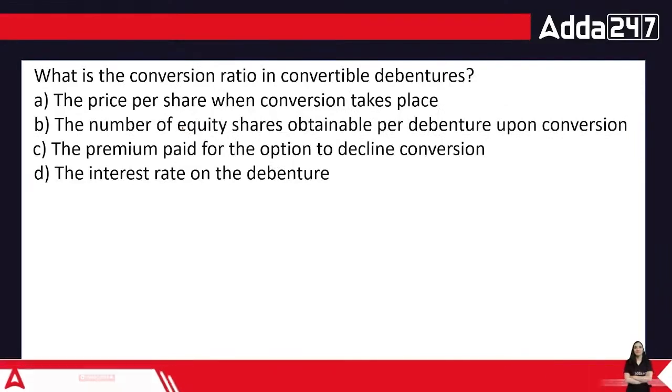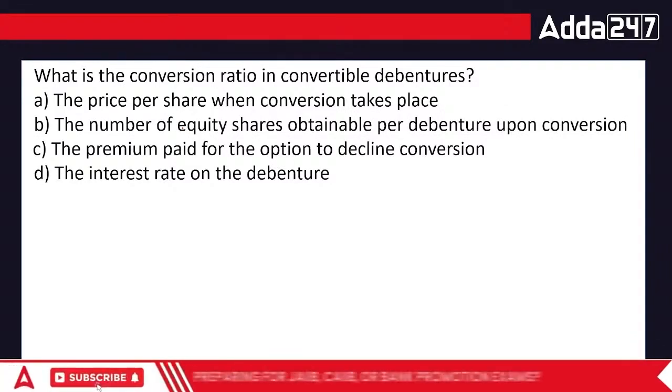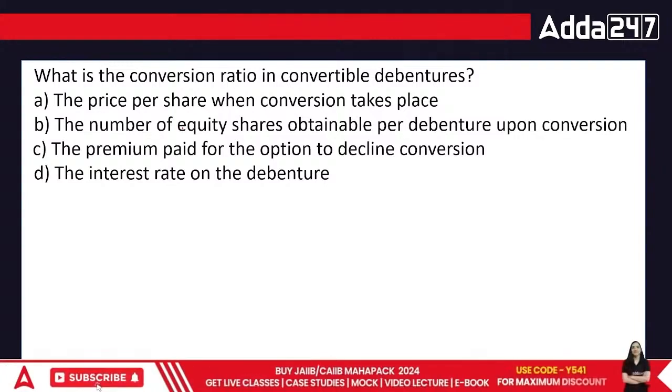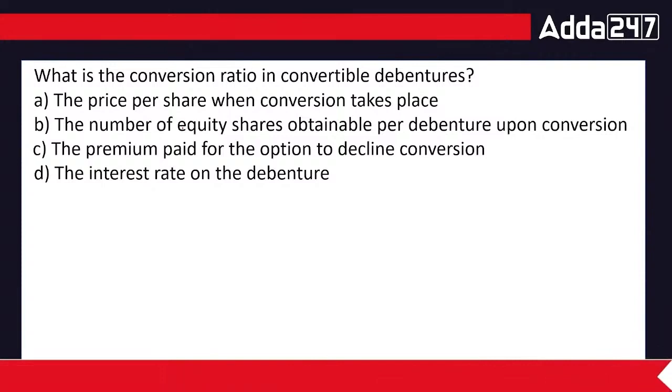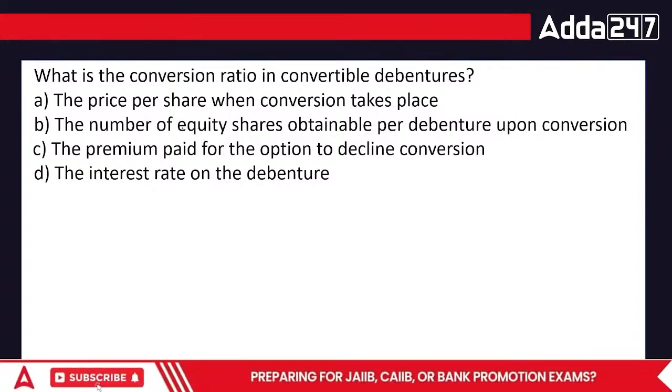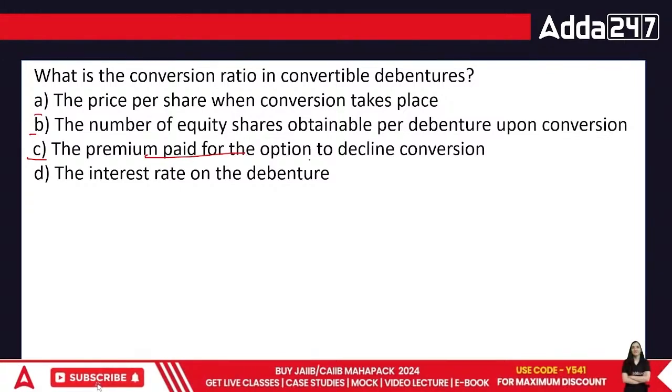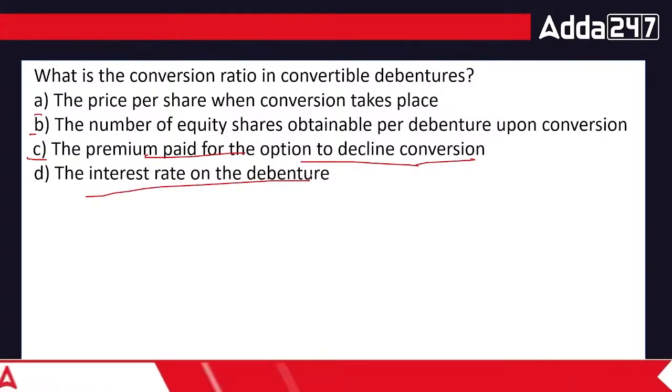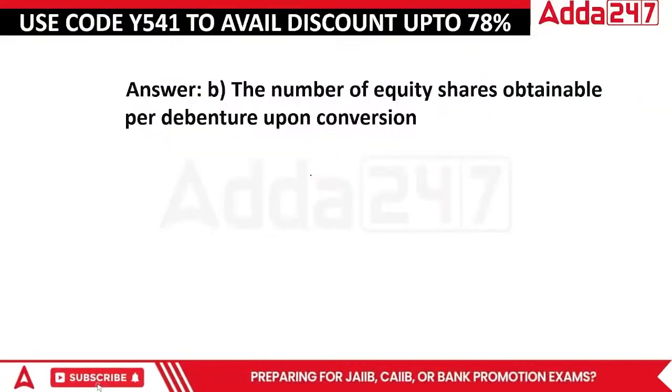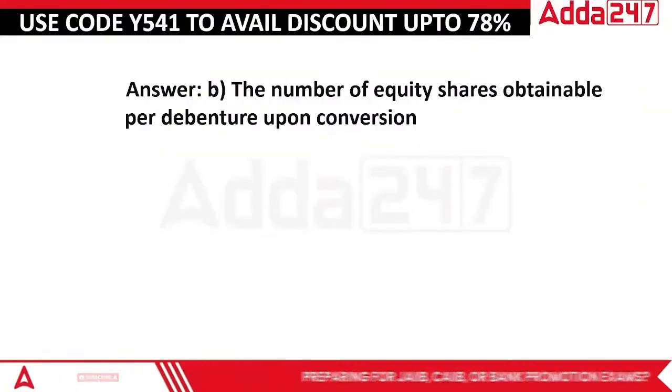What is the conversion ratio in convertible debentures? Conversion ratio means the price per share when the conversion takes place. For every debenture, how many shares you are getting? The price of equity share obtainable upon conversion, or the premium paid for the option, or the interest rate on the debentures. The correct answer is actually B, right?